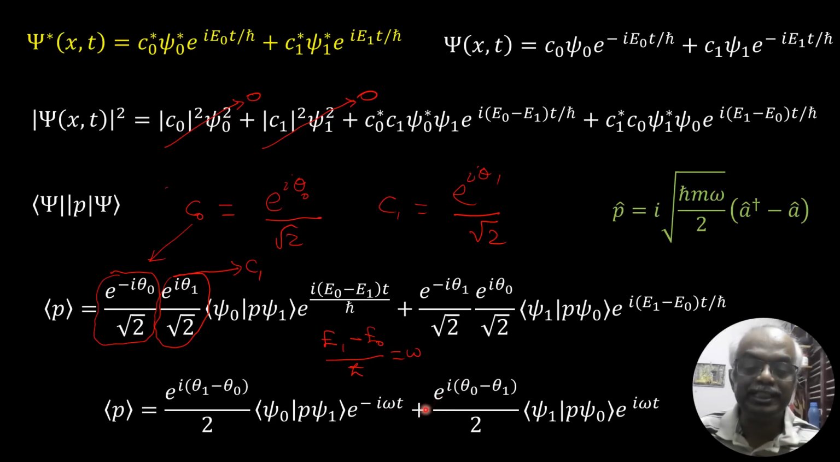Apply the same thing here. If you combine the numerator, e power i, this is plus theta 0 minus theta 1, divided by 2, and this is psi 1 p psi naught, and this will become naturally E1 minus E0 over h cross, which is omega. So omega is what I have mentioned, no problem. E1 minus E0 over h cross is omega, so this will become e power i omega t.